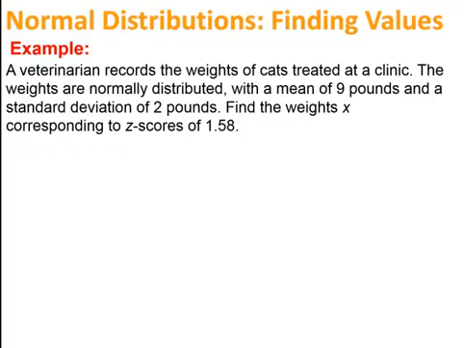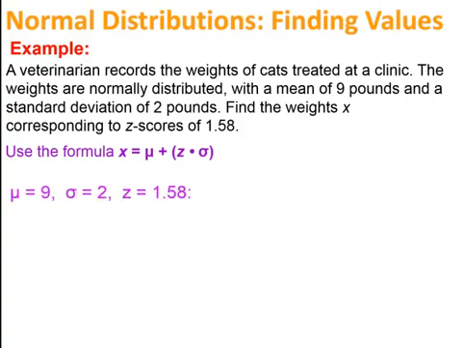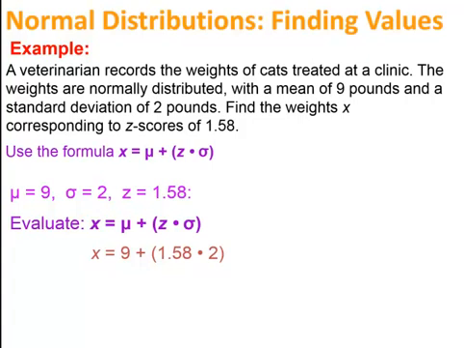So I'm going to be using this formula. The random variable X will equal our mean plus our Z times our standard deviation. I'm just pulling out the information. Mean is 9, standard deviation is 2. They gave me a Z value of 1.98. I'm plugging it into the formula and evaluating. So in this case, my random variable, or my X value, would be 12.16 pounds.